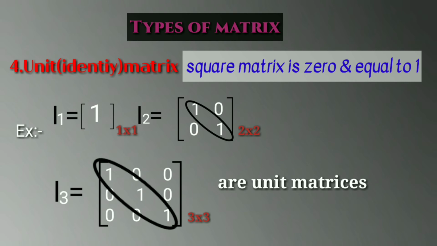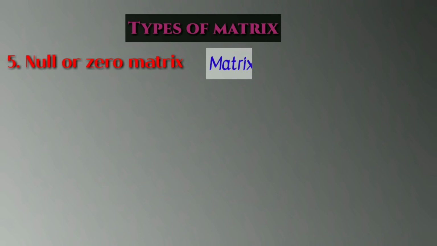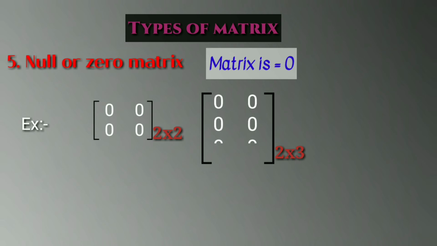That's it. And here fifth one, null or zero matrix. In definition, if each element of a matrix is 0, then it is called a 0 or null matrix. For example, take 2 cross 2, here the matrix is equal to 0, and we take 2 cross 3, all zeros, so this matrix is called a null matrix or 0 matrix. That's it.